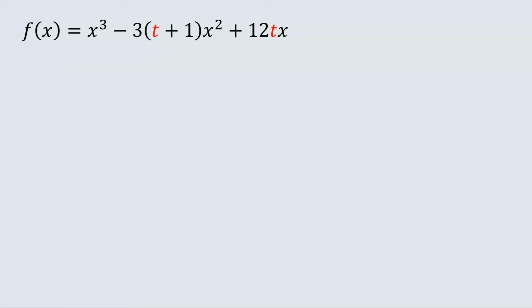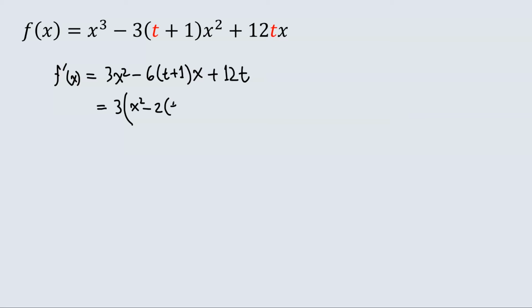Okay, now let's dive into our specific problem. In order to find the local maximum, we must first differentiate the function. So let's find out the derivative. The derivative is given as 3x squared minus 6(t+1)x plus 12t. We can take out 3 to the front, and we have x squared minus 2(t+1)x plus 4t. This expression is further factorable: 3 times (x minus 2) times (x minus 2t). So this is the derivative.